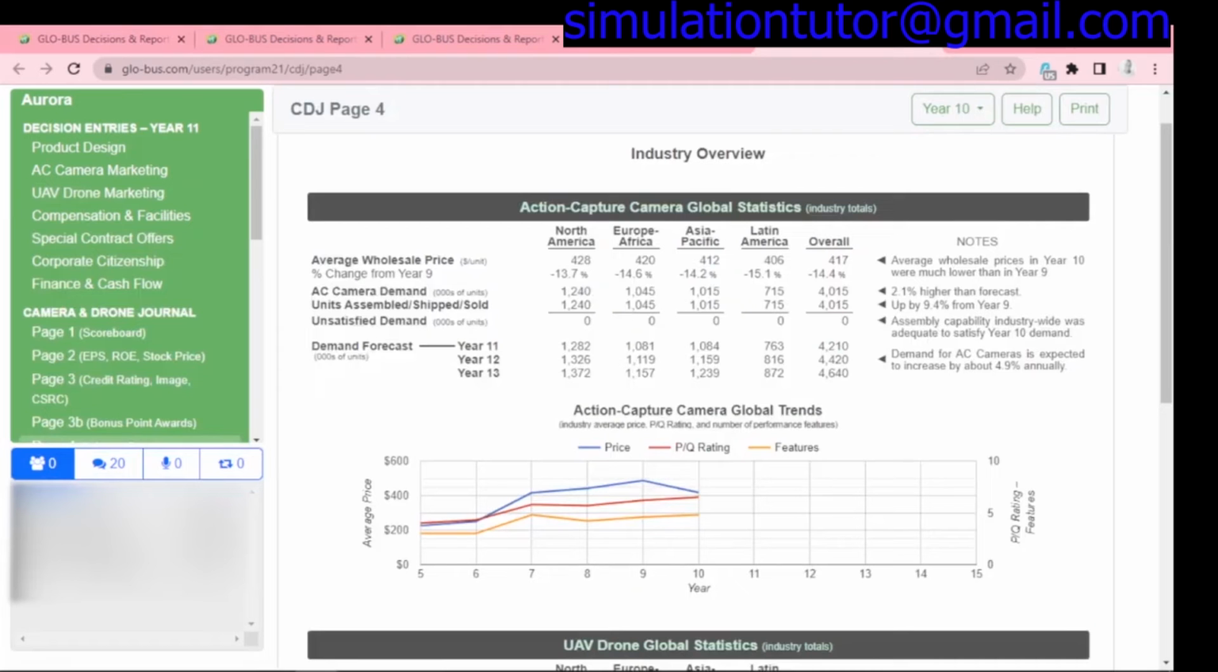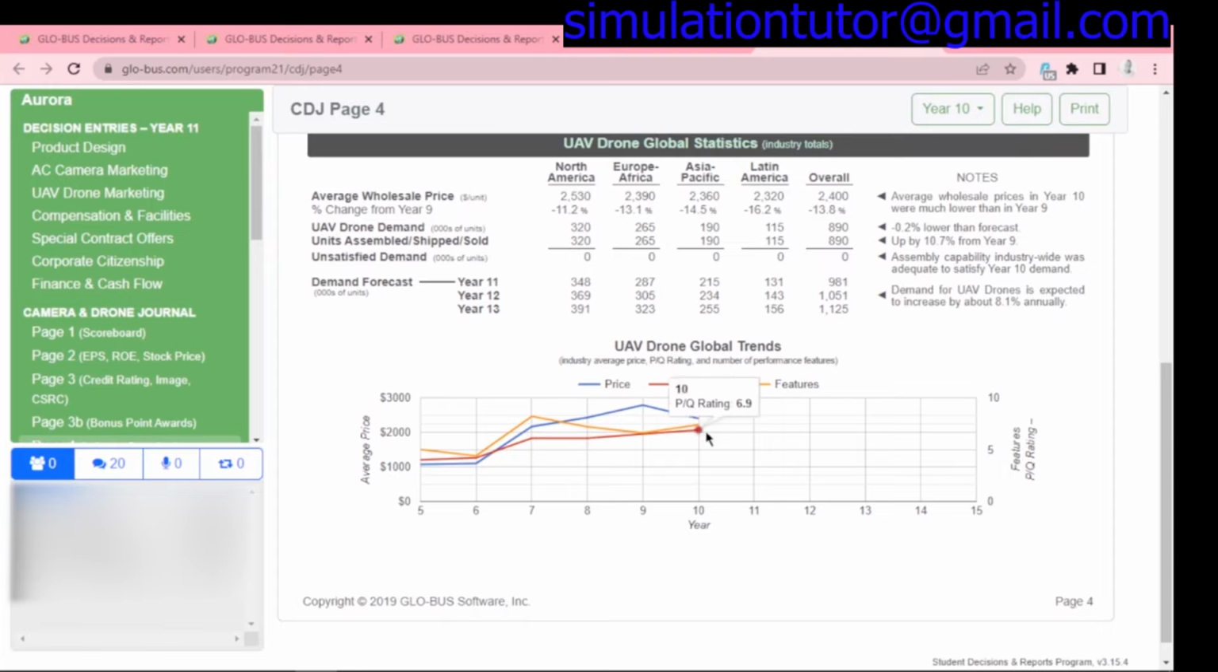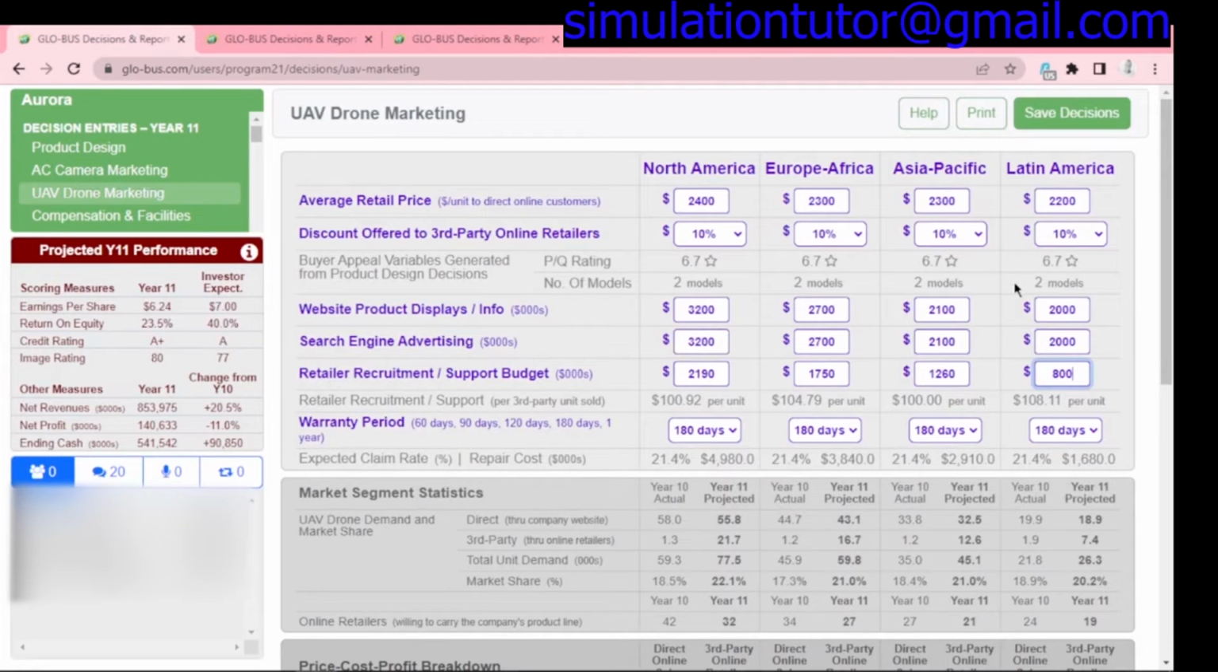You can also use the same way we use the industry overview under the drone market, the UAV drone global statistics, where we have the average PQ rating and the average price chart. You can use those figures to set the price that you want to charge. So this brings to about 23.31. I think it will be 23.32. So let's set the price to 23.32 in all the markets before we start making the changes.